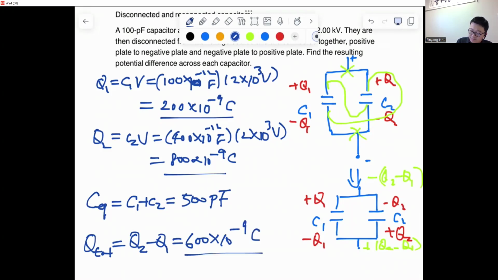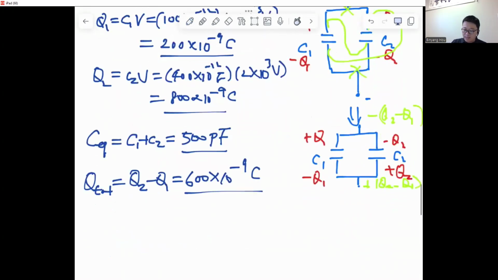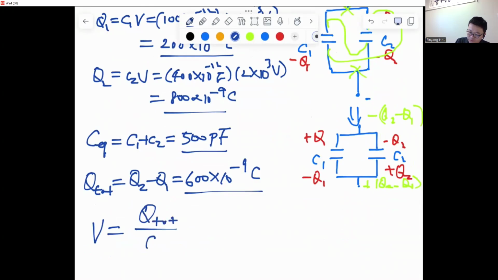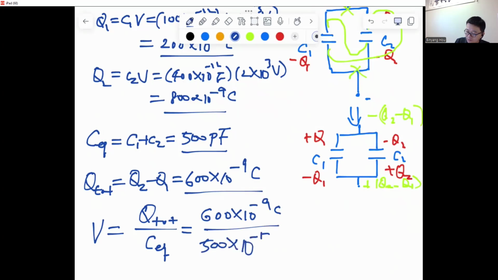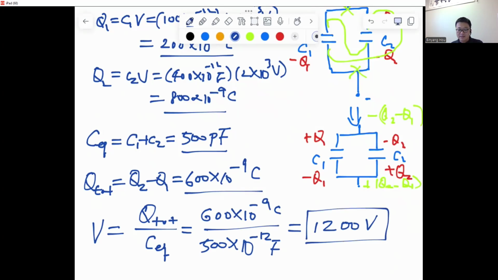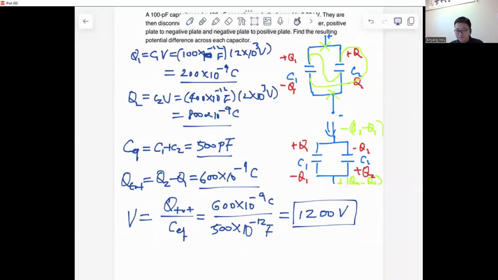Okay, so this is charge. This is that CEQ. So then we can calculate V. V then will be equal to Q total over CEQ. So that will be the 600 times 10 to the minus 9 over the 500 times 10 to the minus 12. Okay, so that gives us 200 volts. So at the end, you'll get that.